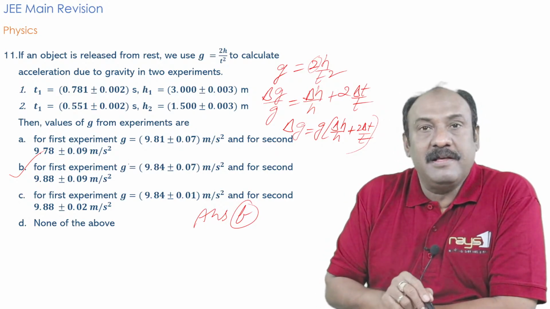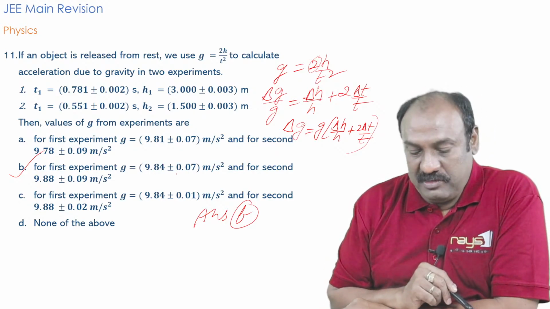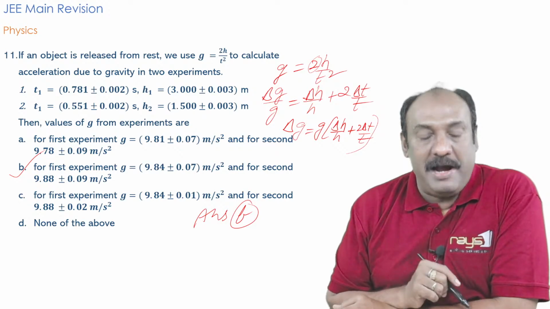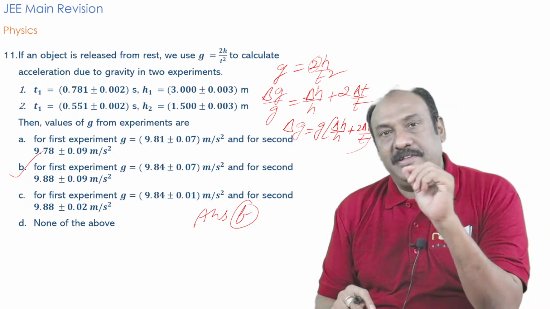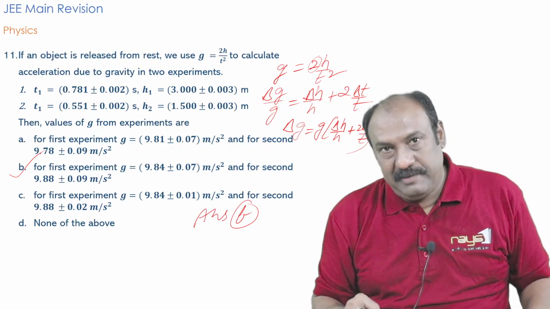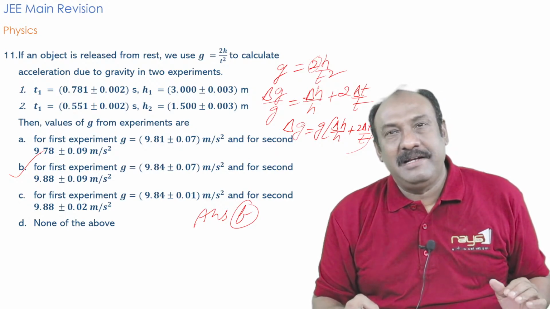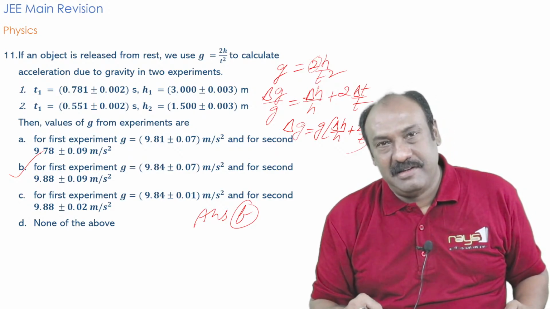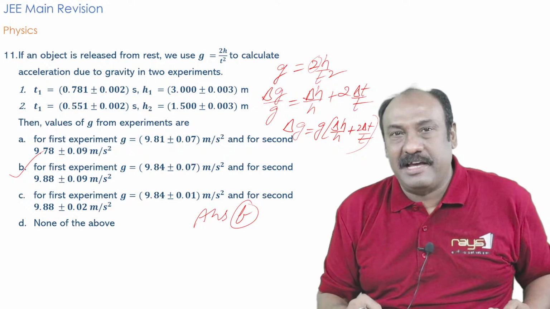So here finally the answer for this question after calculation is 9.84 plus or minus 0.07 meter per second square, and for the second experiment it is 9.88 plus or minus 0.09 meter per second square, is the answer for question number 11. One of the standard model questions, but it seems to be a little bit calculation oriented, okay. It will take a little bit of time, okay. Be perfect regarding numerical decimal oriented calculation. So out of all 25 questions in a JEE Mains level examination, 3 or 4 such questions may be given, that are typical numerical decimal oriented calculations.